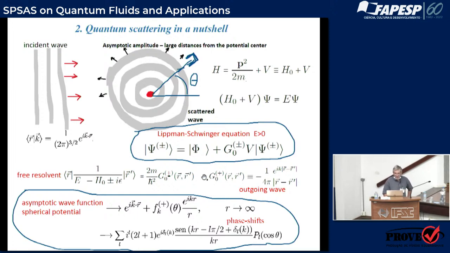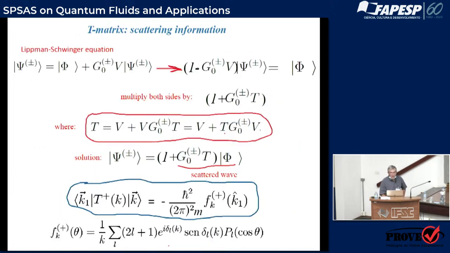From that you can also get quantities like cross-sections that you really measure in the laboratory. And this wave function asymptotically, you can write in terms of these solutions of the radial equations with a phase shift. And this phase shift carries the scattering information. And this will be the quantity that we are going to use.